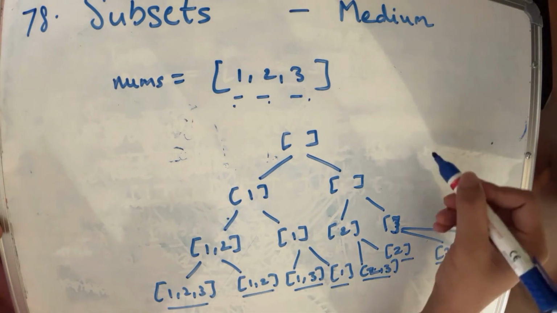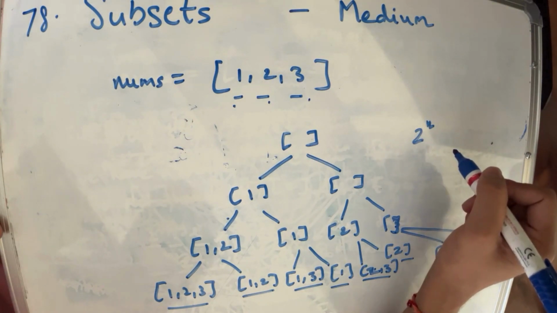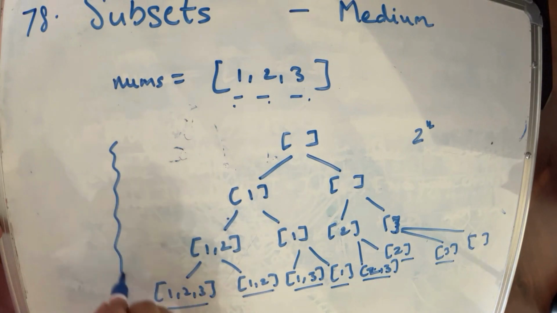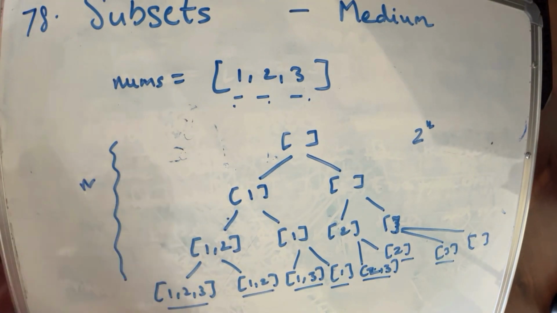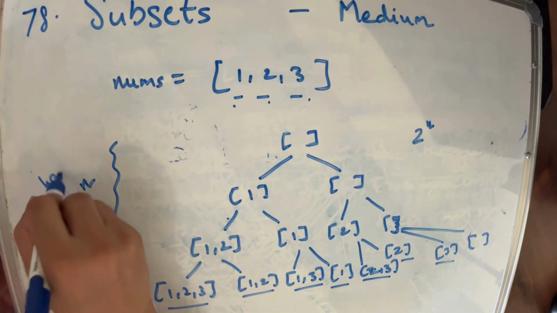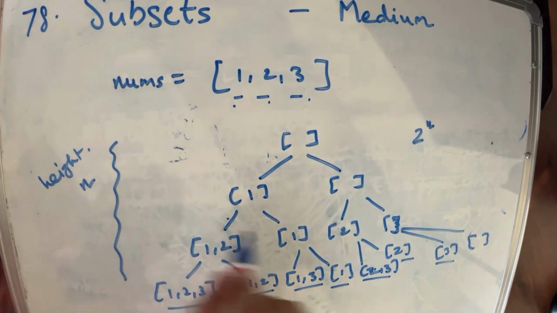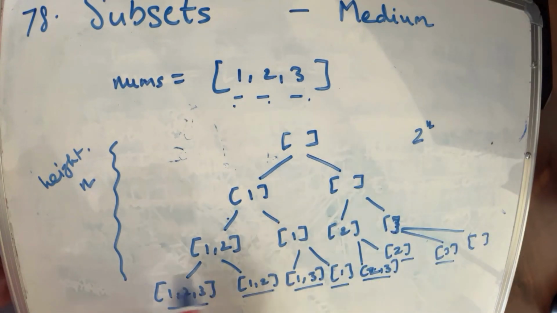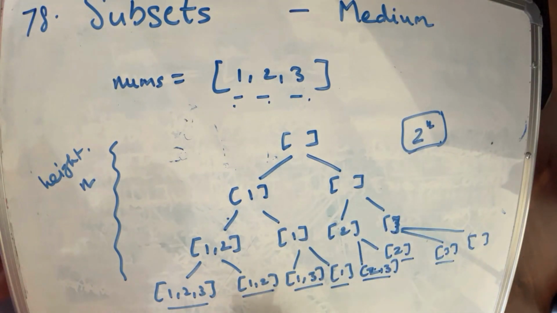So how many subsets can be made? 2 to the power n. Because the number of steps will be the height of this tree, which is n. The height of this tree will be n, and we know the number of leaf nodes will be 2 to the power n. So this will be the length of our power set.